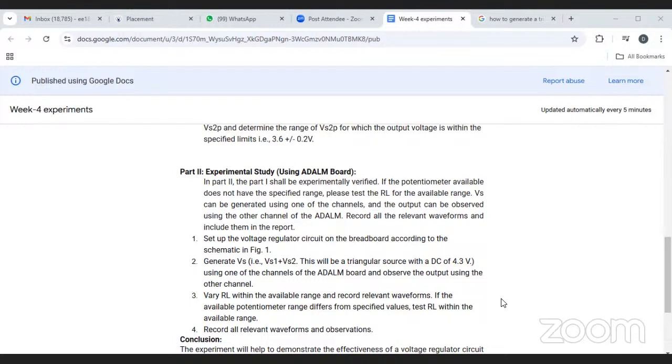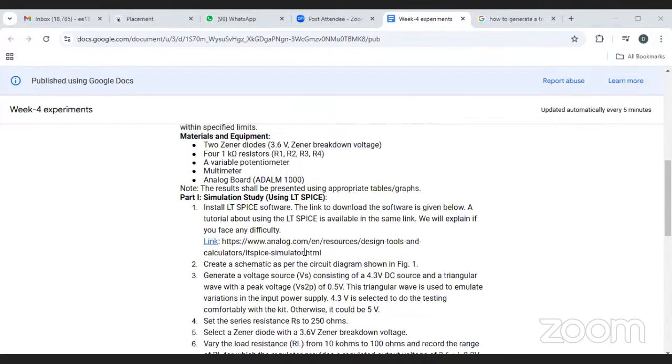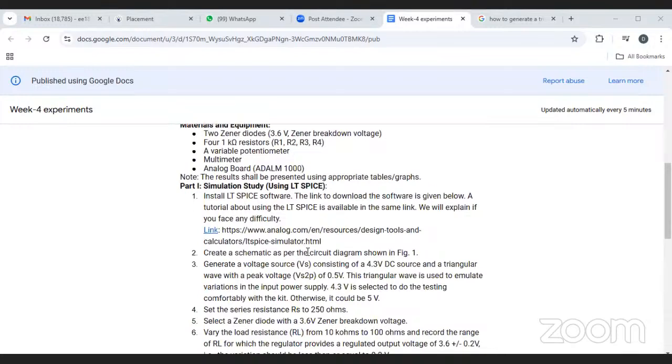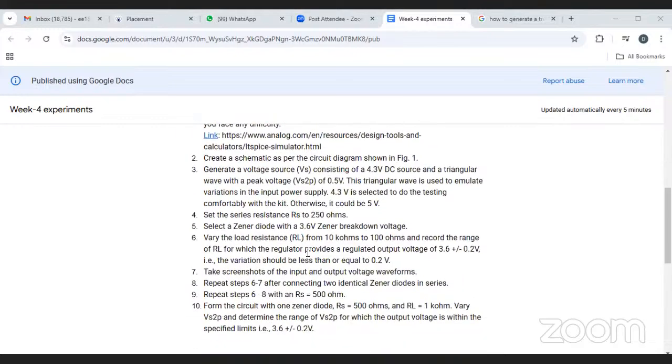Hello, you're audible. There are three experiments, isn't it? One with only the Zener diode, one with both the Zener diodes, and the third one is where we have to find the range of input voltage for which the output is around 3.6 plus minus 0.2. But then in step 9 also you have to change RS from 250 ohms to 500 ohms. Then again you have to connect one Zener diode and two Zener diodes. This experiment you have to do again. Then the last is the variation of the voltage source. Okay, got it now.